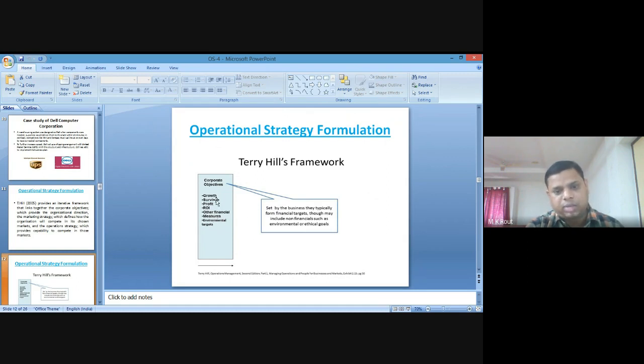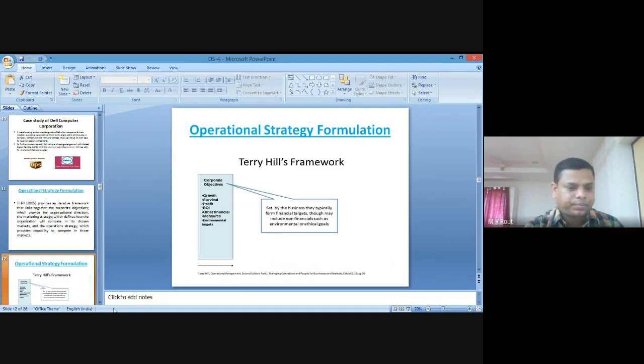And if you think about corporate strategy, as far as the Terry Hill framework is concerned, it basically sets the business targets. They typically form financial targets, though they may include non-financial ones such as environmental and ethical goals also. So these things are included in case of your operational strategies.